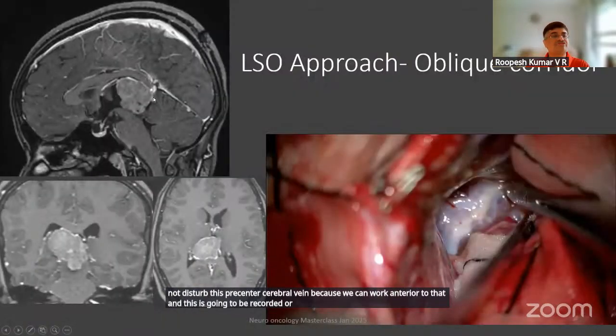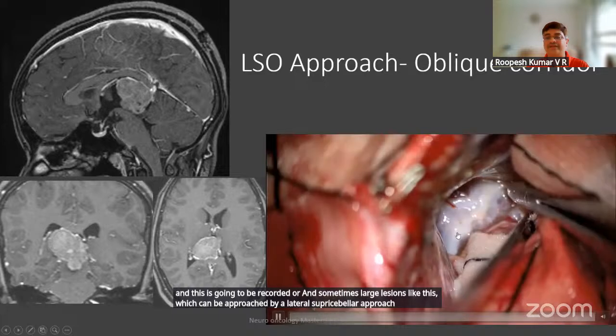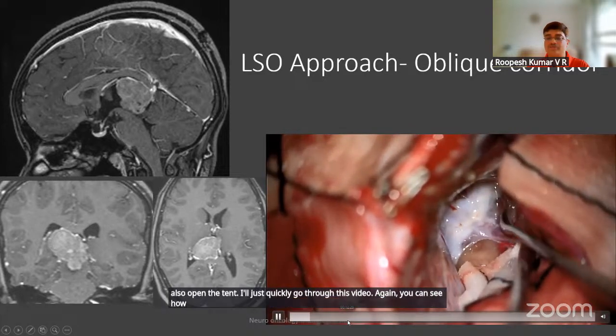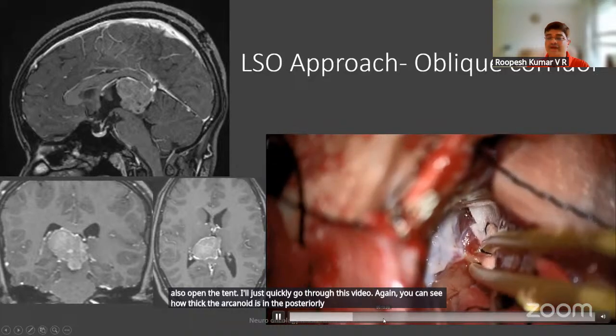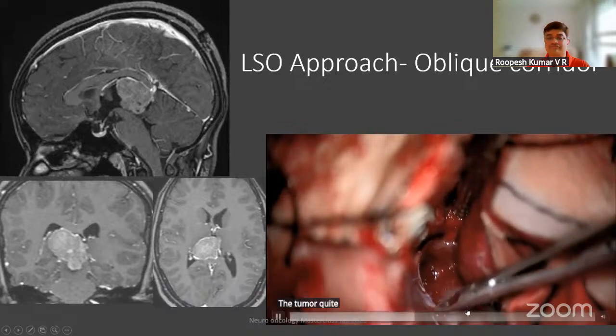And sometimes large lesions like this can be approached by a lateral supracerebellar approach. If necessary, we can also open the tent. I just quickly go through this video. Again, we can see how thick the arachnoid is posteriorly. And as we go, we can see that is a tumor. The tumor comes across. The tumor is quite big, so it itself can provide us the corridor.